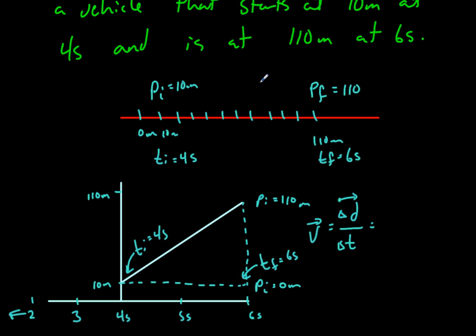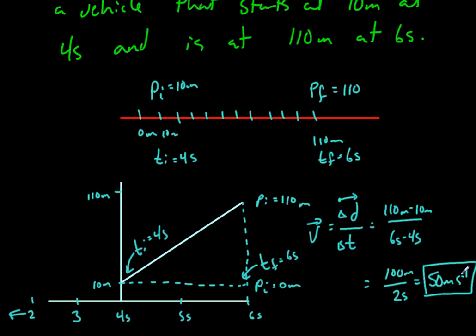So put in your values. Delta d represents final minus initial, so 110 meters minus 10 meters divided by 6 seconds minus 4 seconds. If we write that out, we should get 100 meters in a total time of 2 seconds. And some quick math should give us 50 meters per second is the velocity of this object. Okay? Does that make sense?